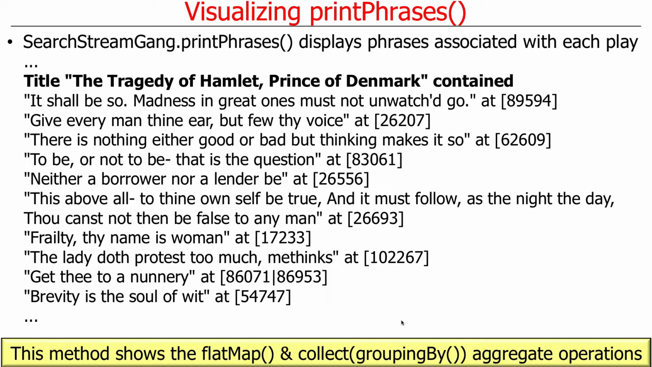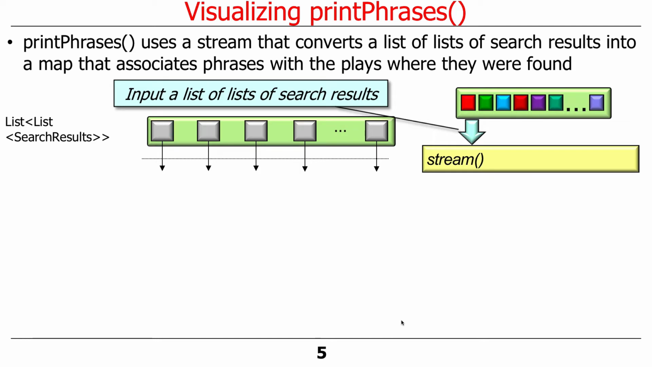And the example we're going to see here, print phrases, generates this output. For each play, it'll give the phrases that come from that play. We're going to show how the flatMap and collect groupingBy aggregate operations work. But first, we'll visualize what it looks like, and then I'll show you the detailed code.